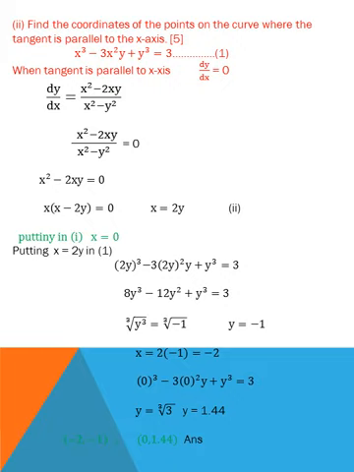Again I put the value of 0 in equation number 1 because I find that x has two values. One is x is equal to 0 and one is x is equal to 2y. When I put the value x is equal to 0 in equation number 1, I find that y is equal to 1.44. So there are two points where the gradient is parallel to the x-axis. One is 0 and 1.44 and the other is minus 2 and minus 1.